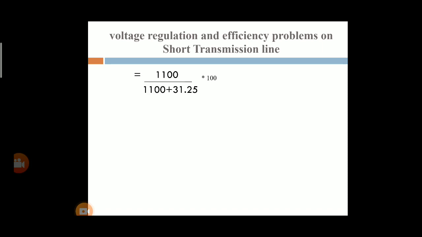What is the receiving end power delivered? That is given in the question also, that is 1100, plus the line losses of 31.25. Then we obtain 97.24 percent. This is the percentage efficiency of a transmission line.